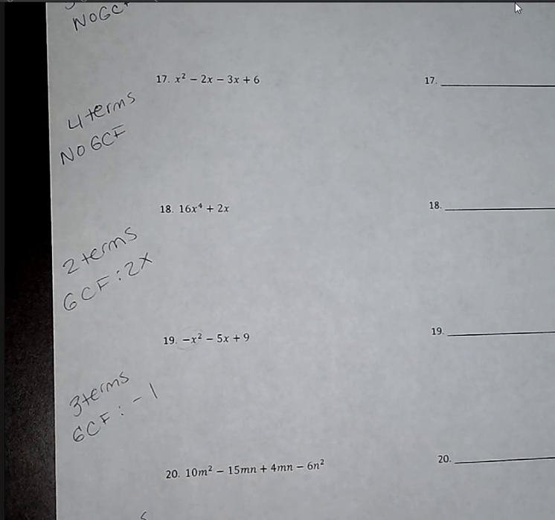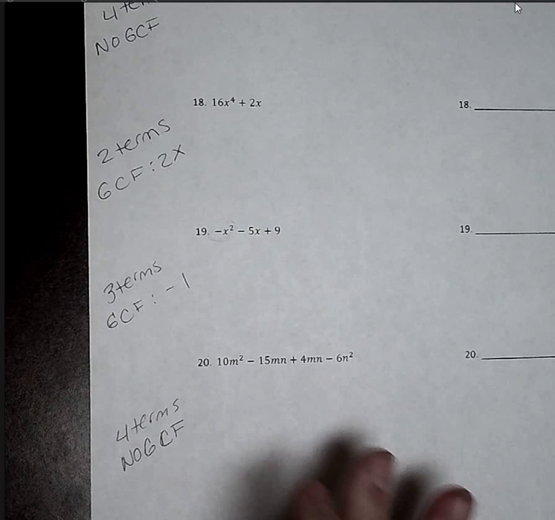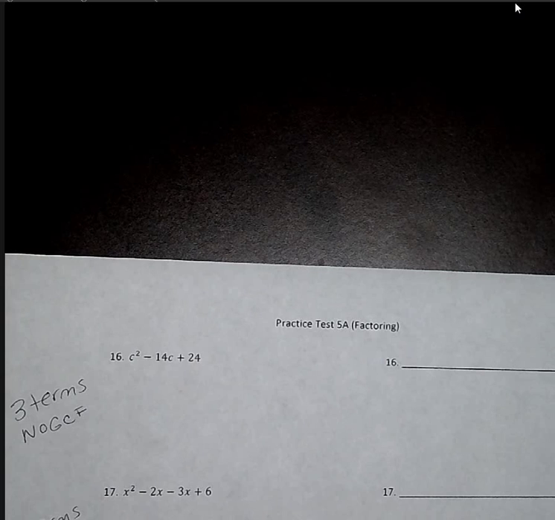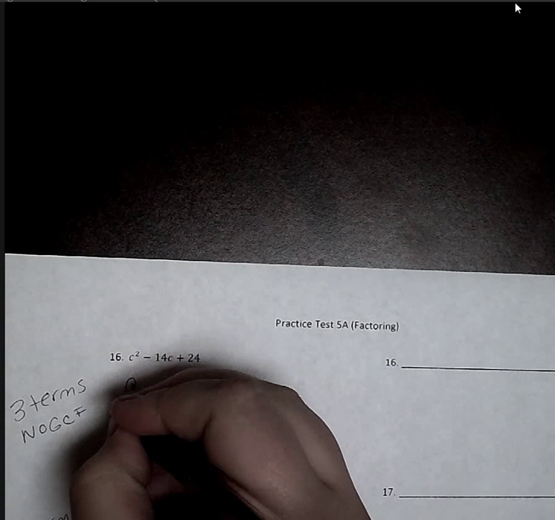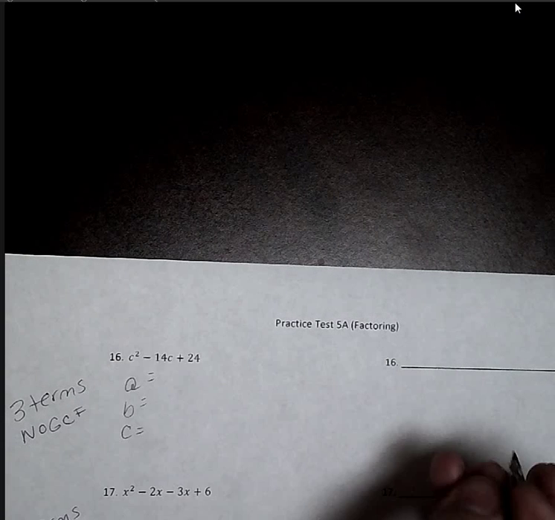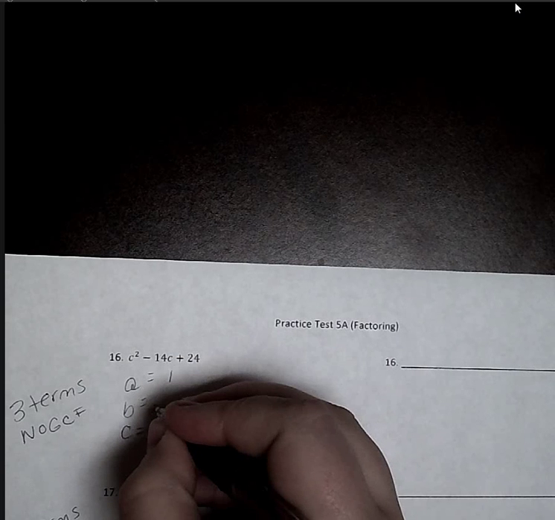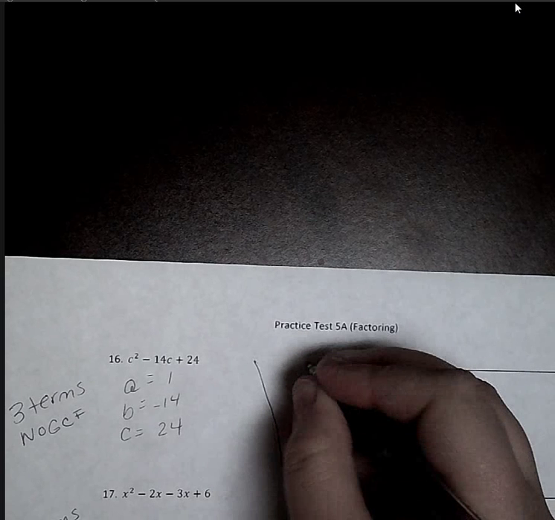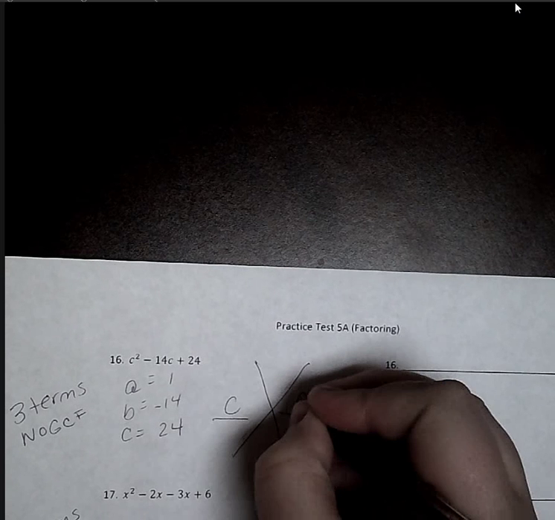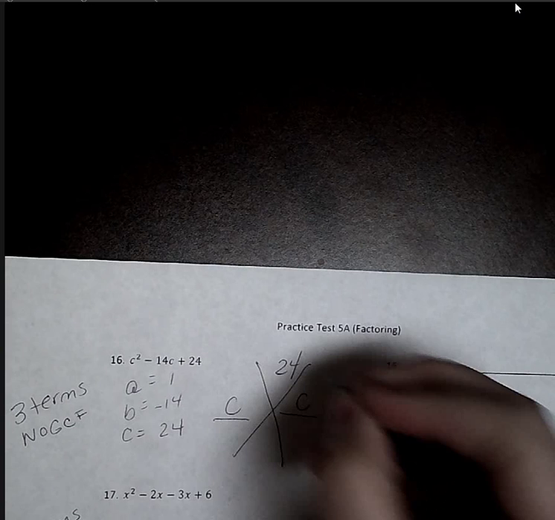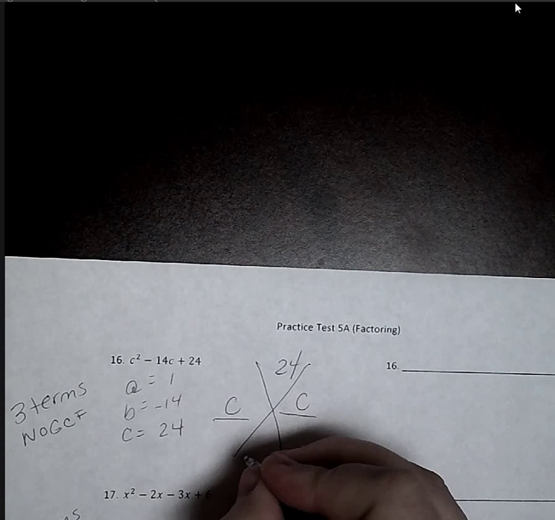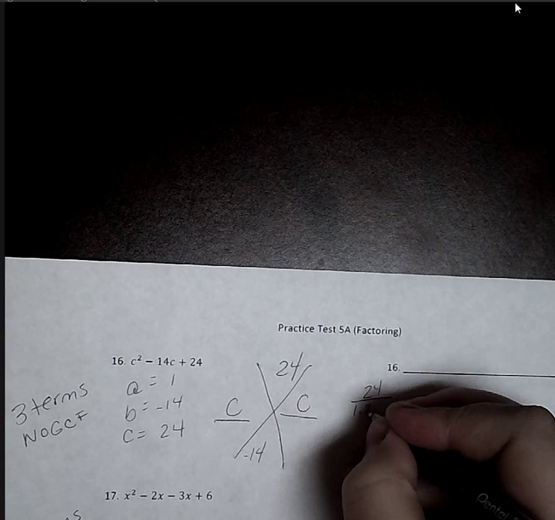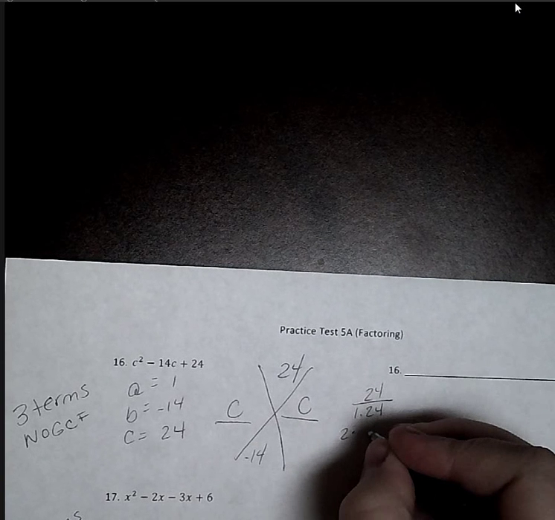Okay? So let's look at number 16. 3 terms, no GCF, straightforward and to the point. It's the AC method. So A is 1, B is negative 14, C is 24. On top of my wings, I put my C. 24 goes at the top of the x, negative 14 goes at the bottom. So I need to find out what multiplies to give us 24 and adds to give us negative 14.